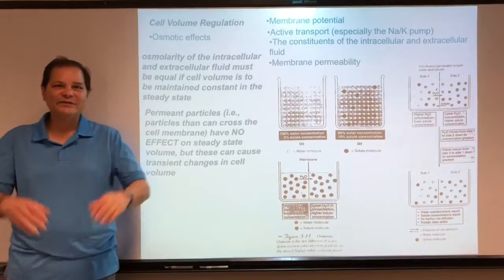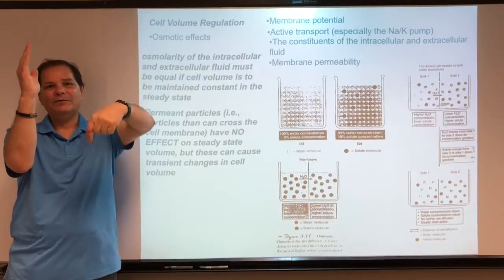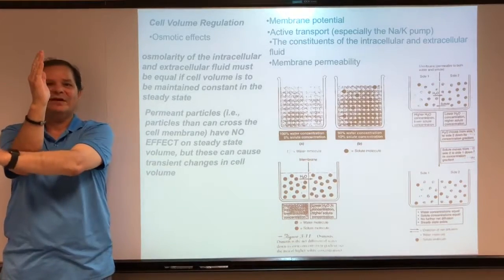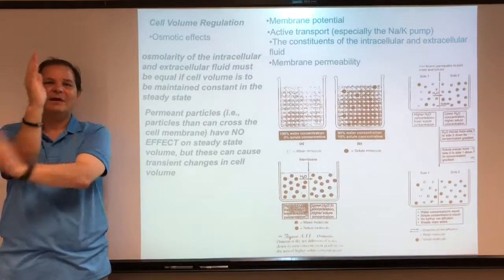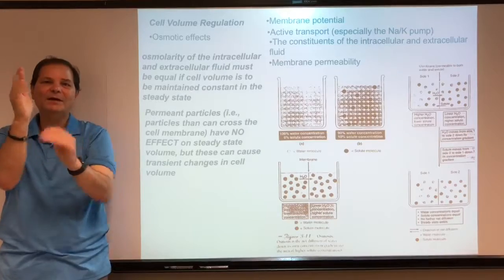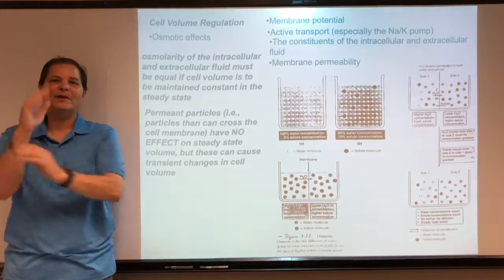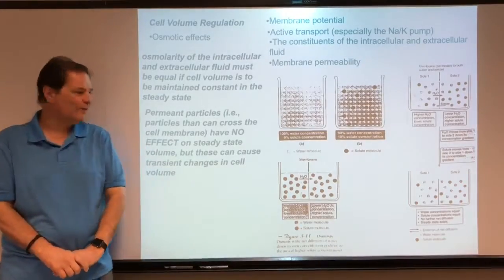Okay, permeant molecules, molecules that easily cross the membrane, have no effect on cell volume. Because what happens is, if I have a membrane here and I add molecule 1 to this side, molecule 1 is just going to go from this side to this side, and eventually I'm going to have the same concentration on both sides of the membrane. So that has no effect on osmolarity. Eventually I'll have the same osmolarity. So I haven't affected cell volume.